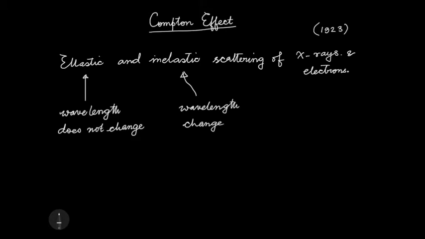Now, as you can see, whether the wavelength changes or not is being measured in this particular experiment. So we need to have a way of measuring wavelengths in the X-ray regime. The wavelengths of the X-ray regime are of the order of angstrom or even less. Okay, so we need to measure wavelengths of the order of angstrom. Now, how do I measure wavelengths in the order of angstrom?